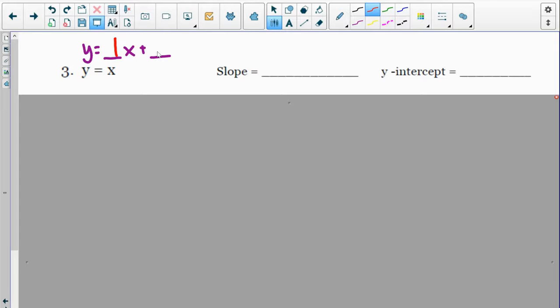Because think about, what number can I add to x to keep it x? In other words, what do I add to something to not change it? It has to be the number 0, because anything plus 0 is itself. So in this case, the slope is just 1, or for graphing purposes, we can call it 1 over 1. And the y-intercept is at 0.